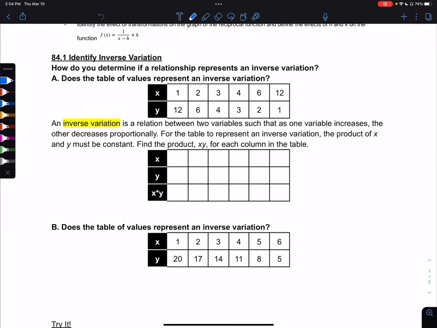In this video, we're going to look at topic 84, example 1, identify inverse variation. The question: how do you determine if a relationship represents an inverse variation? Part A: does the table of values represent an inverse variation?